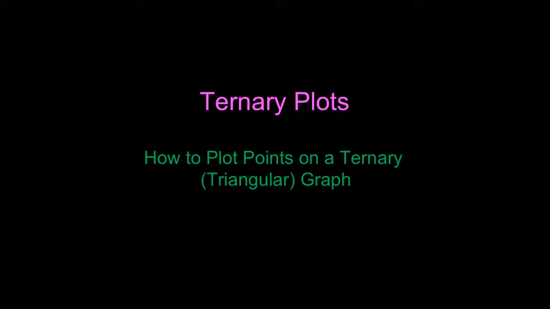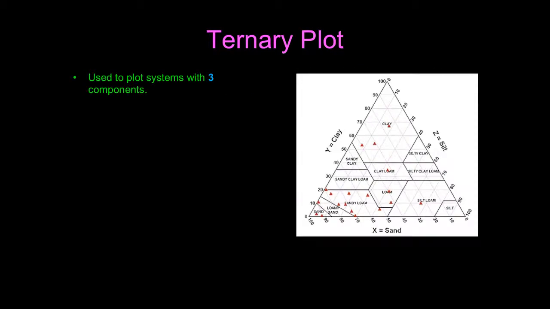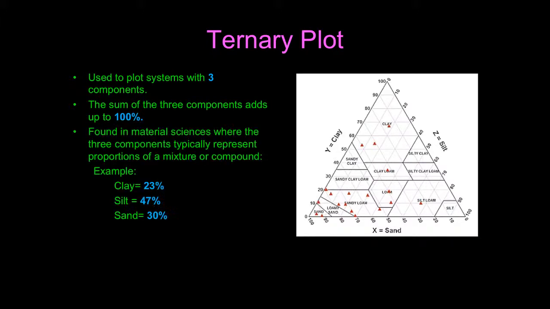Ternary plots. How to plot points on a ternary or triangular graph. Ternary plots are used to plot systems with three components, and the sum of the three components always adds up to 100% of some quantity. These are typically found in material sciences, where the three components represent proportions of a mixture or a compound.